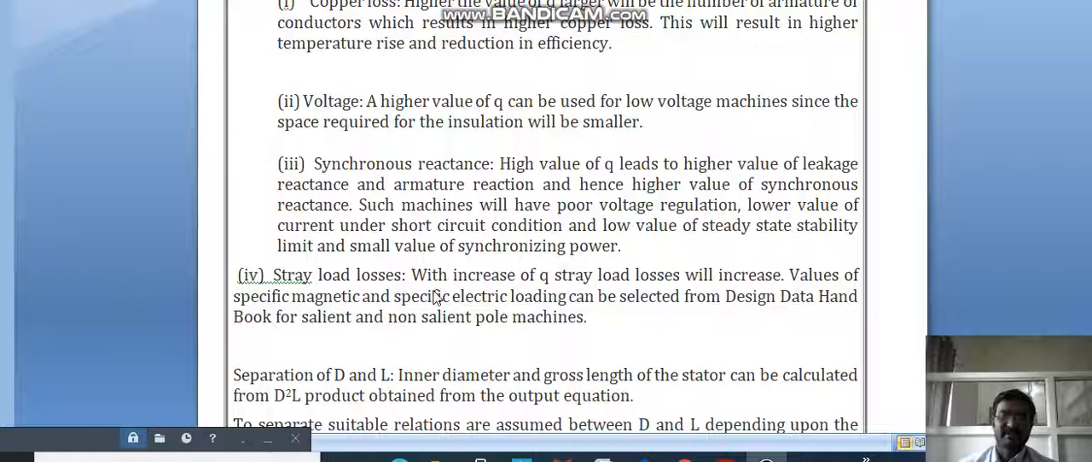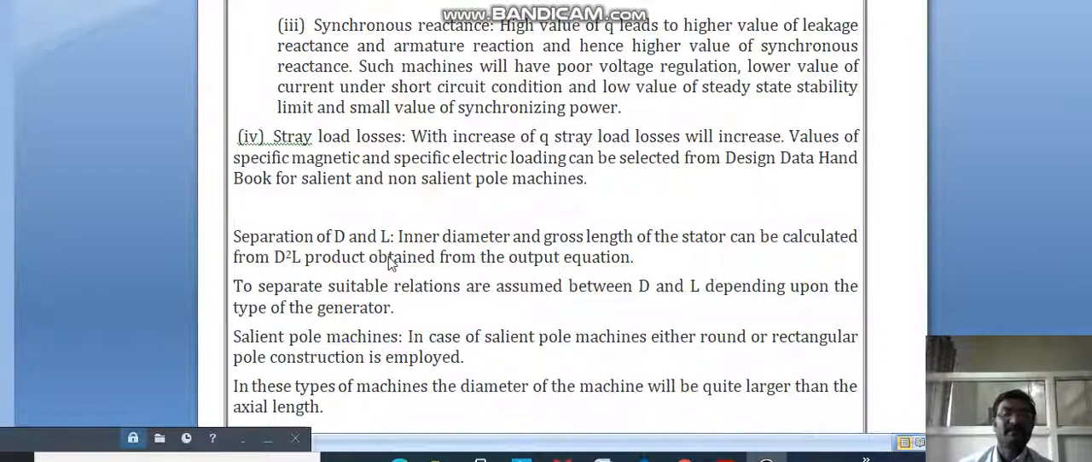Stray load losses: with an increase of q, stray load losses will increase. Values of specific magnetic loading and specific electric loading can be selected from the design data handbook for salient and non-salient pole machines. Now, separation of D and L.